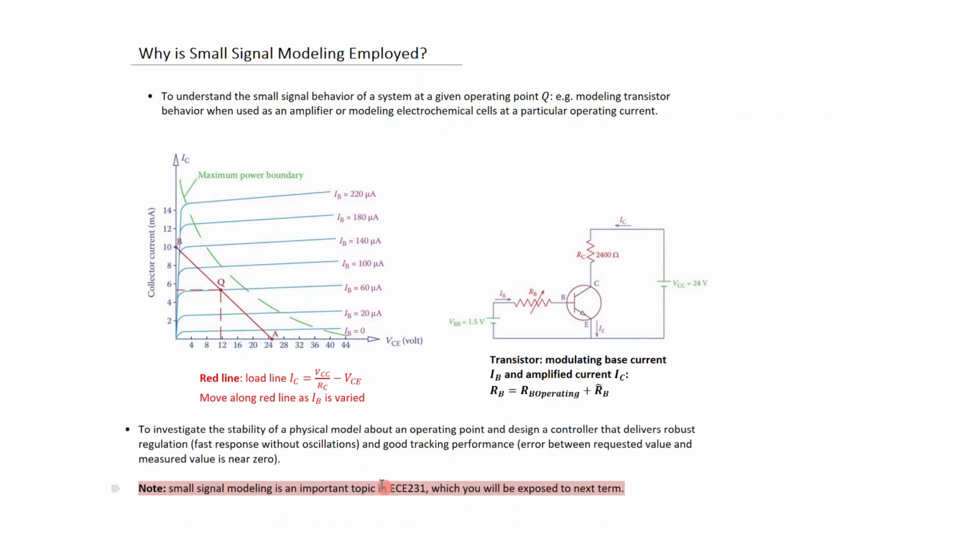All right. Now, why would we do all this? Well, the purpose is to investigate the stability of a physical model about an operating point, which is here, and design a controller that delivers robust regulation, which means fast response without oscillations, and good tracking performance, which means that the error between the requested value and measured value is near zero. So this is a technique that's used very much, particularly in taking a system model and putting it into a form that you can use for designing a controller for the system so that everything works in a fashion which is predictable. All right, anyway, that concludes Lecture 8A.